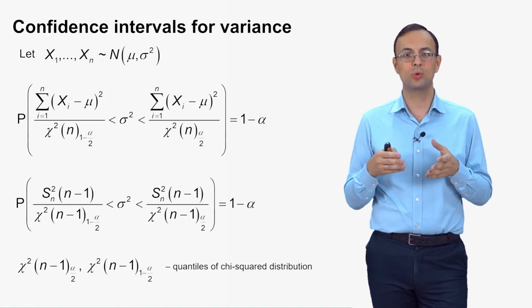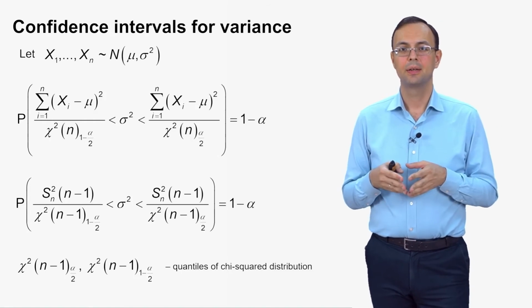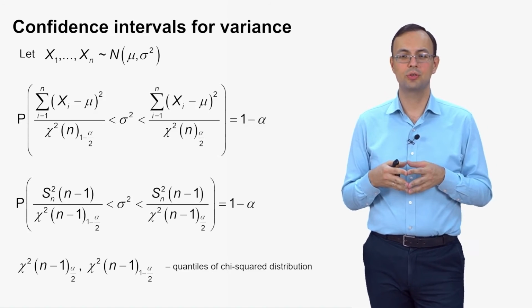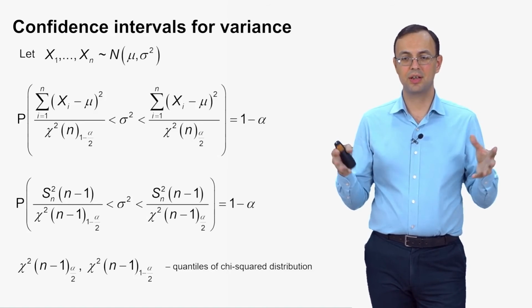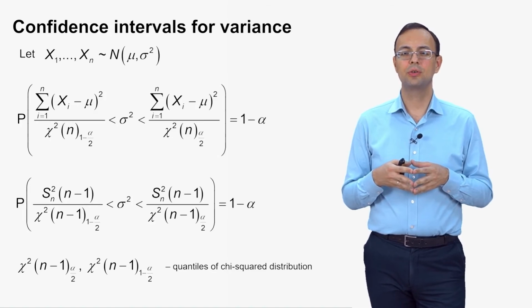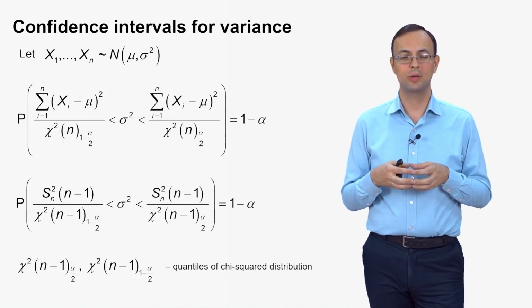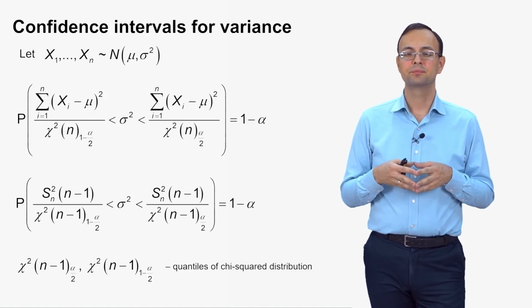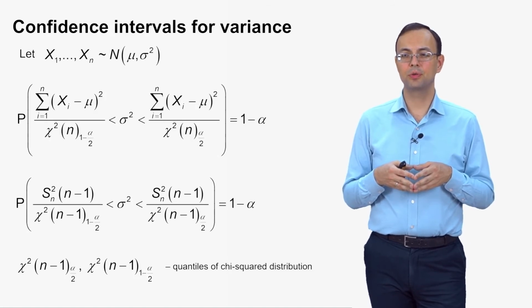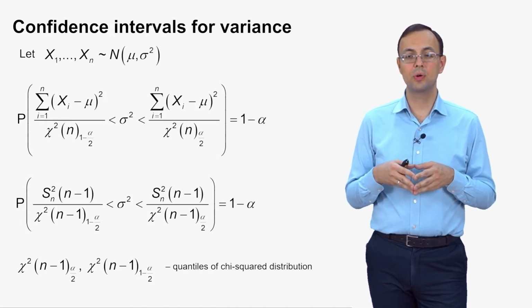Actually, this is what we usually have in real life. We usually have just a sample and nothing more. And so here you are to calculate the sample variance. So Sn squared is a sample variance. And for both cases, you are to use quantiles of the chi-squared distribution.